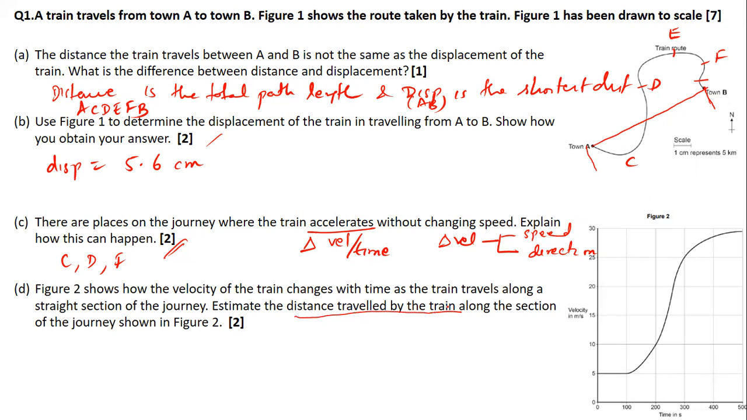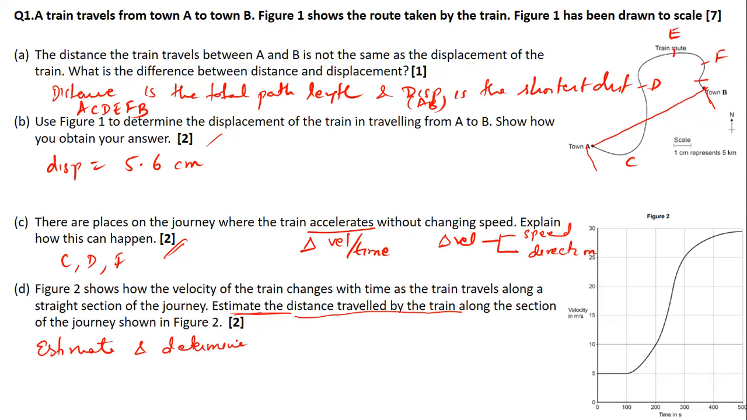What is the distance traveled by the train? It'll be the area under the curve. Okay, so how do I find that? He has asked you to estimate the distance. What is the difference between estimate and determine? Estimate means it doesn't have to be precise. Estimate is an approximation which you get.